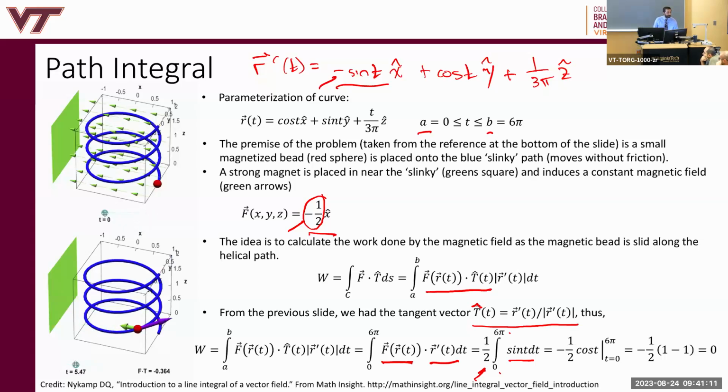Yes. Remind me, what is ds, and then how do you get the T vector times the magnitude of r? Very good. So ds here is arc length.